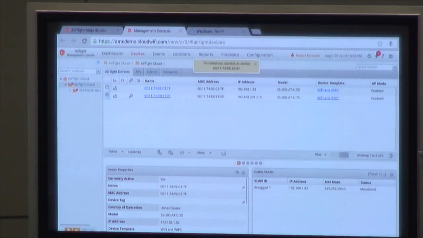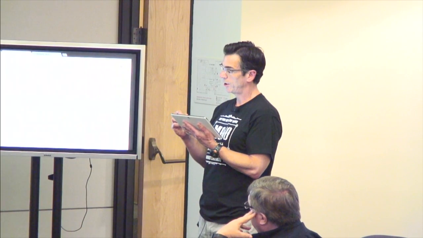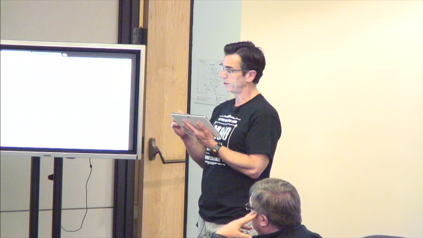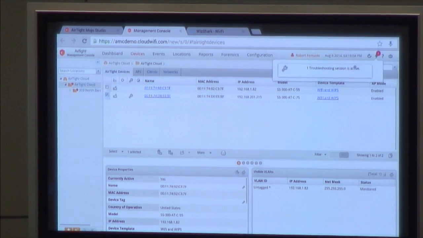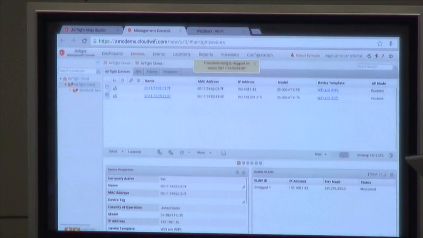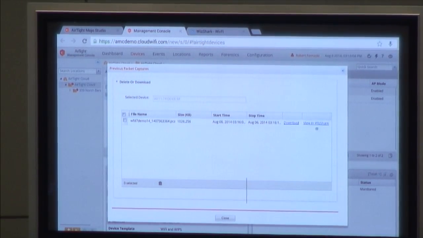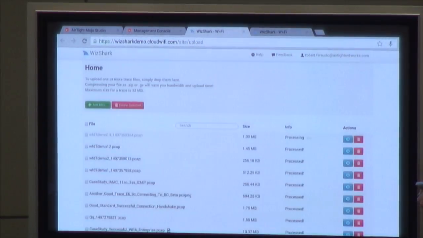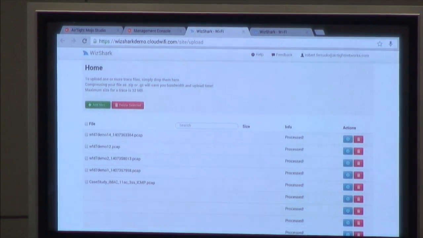All right, so you can see that we started that capture. Go over here and take a look at that. And I want to stop it, highlight that, and stop it. Now I can go back and look at that previous capture, and we can see that's the one I just captured. Now we can hit that, and it will pop up on WizShark. And you can see that it's processing.